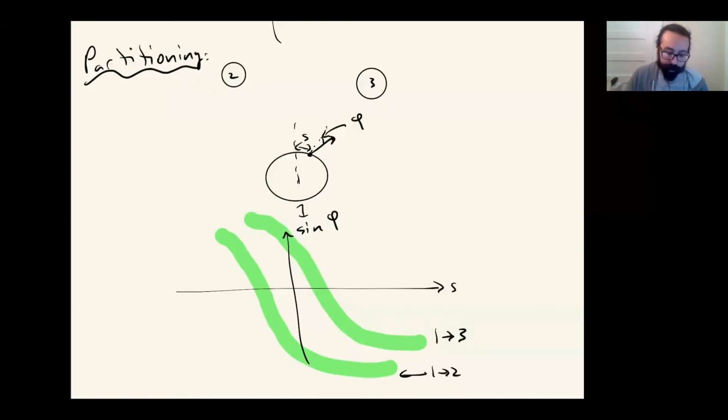Now, I think the really key point here for chaotic systems is that there's a hierarchical structure hidden in these setups, right? I could think, okay, what if I don't care about only making 1 bounce, but what if I want to make 2 bounces? What if I want to hit 3 and then 2? Well, that has to be some subset of this strip 1 to 3.